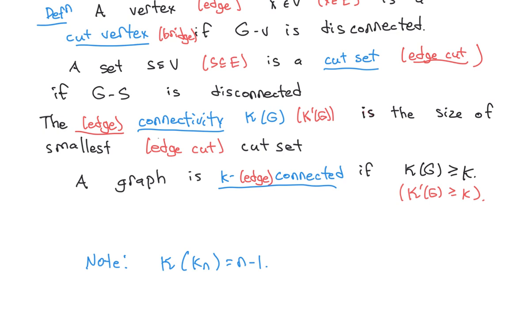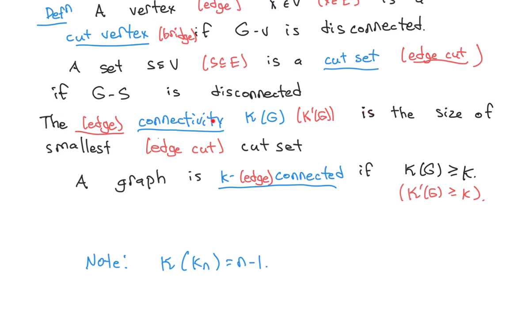In greater generality, given any subset of vertices, we're going to refer to that as a cut set if removing those vertices disconnects the graph. Similarly, given a subset of edges, we will call that an edge cut if deleting those edges disconnects the graph.